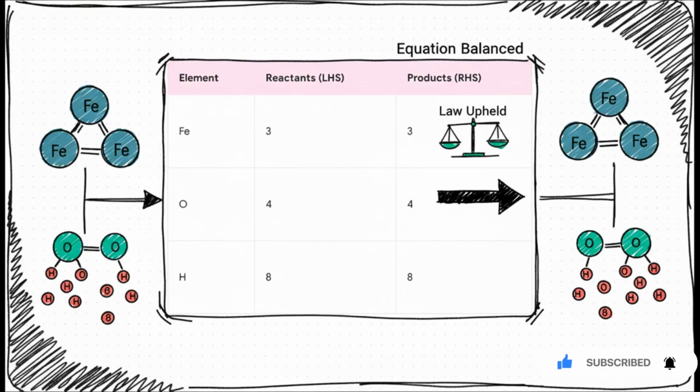And now, let's look at the result. 3 iron on the left, 3 on the right. 4 oxygen on the left, 4 on the right. 8 hydrogen on the left and 8 on the right. Perfect. Every single atom is accounted for. The law is upheld. The equation is now balanced.